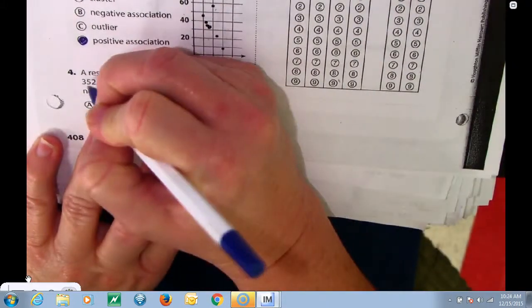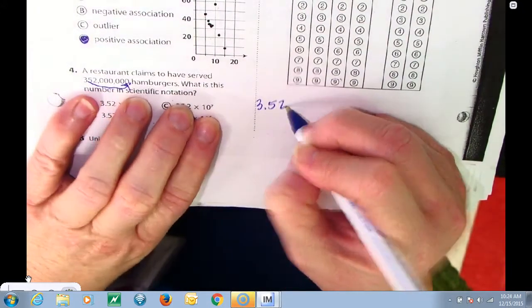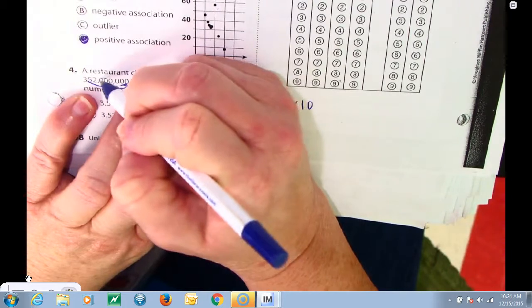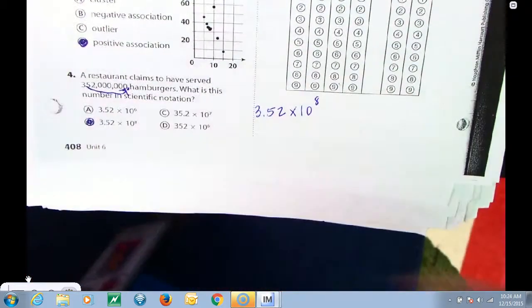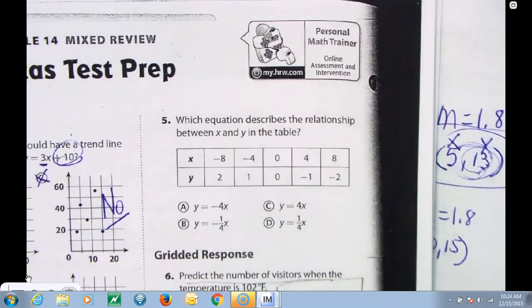Number 4. Who got A? Who got A? Oops, it's wrong. I tricked him, didn't I? Who got B? It's B. Guys, decimal. You put your decimal after the 3 and take it home. You all better have that. 3.52 times 10 to the 6, 8. Good. That was smart, David. Okay, number 5. What'd you get for 5? Who got A? Who got B? Who got C? Who got D?